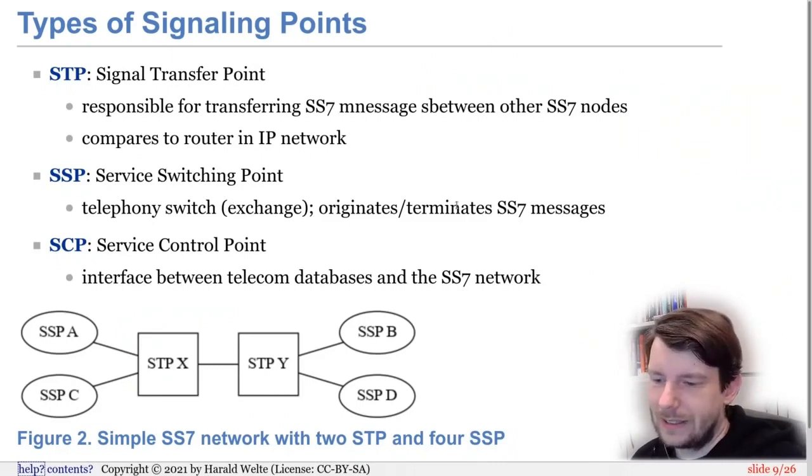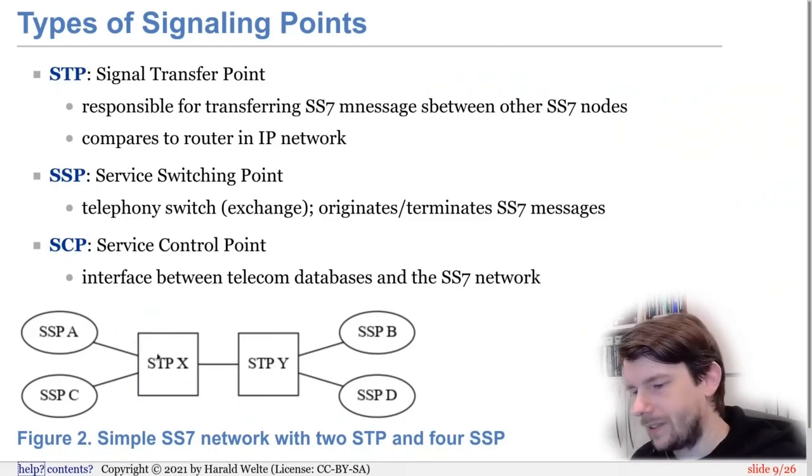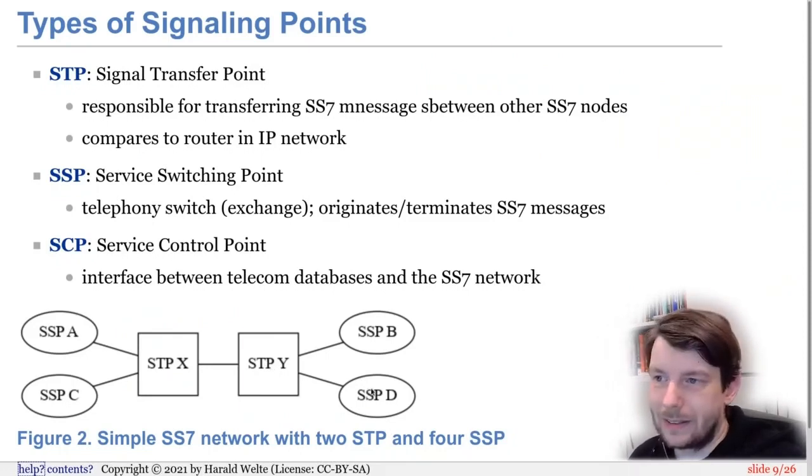So this is like a host with a single network interface, and this is a router with multiple network interfaces if you want to look at it from an IP point of view. So SSPA wants to talk to SSPD, then it sends a message to its STP, and this STP routes it to another STP, and that STP routes it to the destination, the SSPD in this diagram.